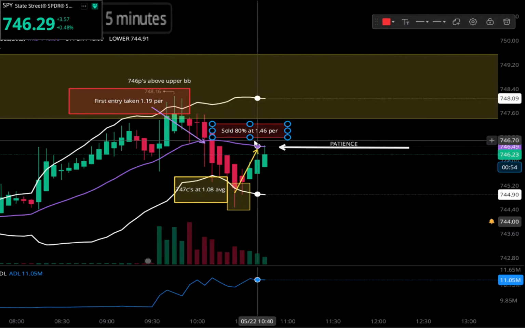Kind of put this here. So those are what the puts sold for. I want to see what the calls sold for. So I sold them at 124.